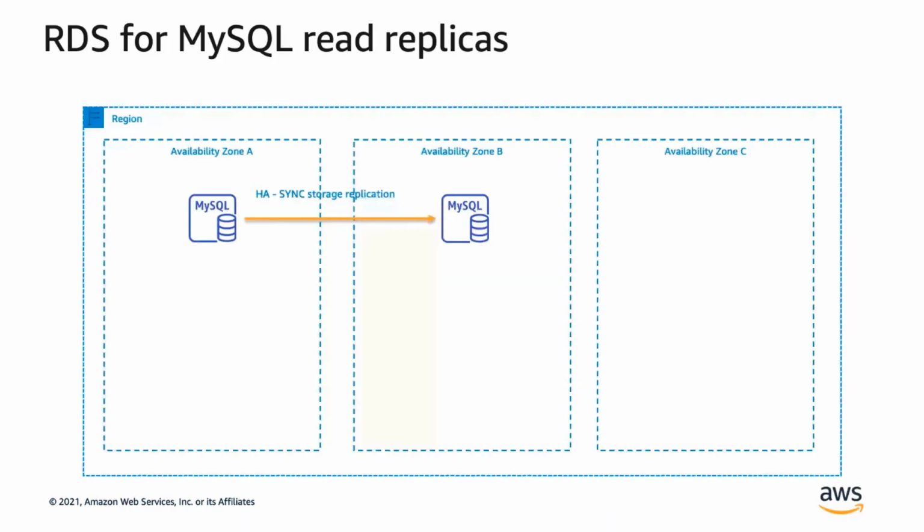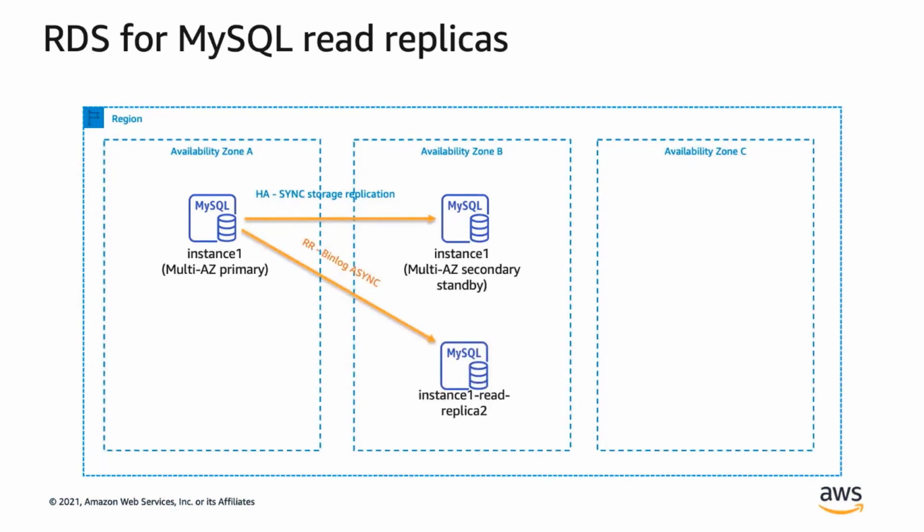Let's look at some scenario here. So I have an RDS instance, which is configured with multi-AZ configuration. My RDS instance primary is in A, and then standby is in B, and it has synchronous storage level replication. Now I want to create a read replica. So now I created a read replica of my instance 1. My instance 1 read replica is in availability zone B, and it is an asynchronous binary log replication from my instance 1 multi-AZ primary to read replica 2.